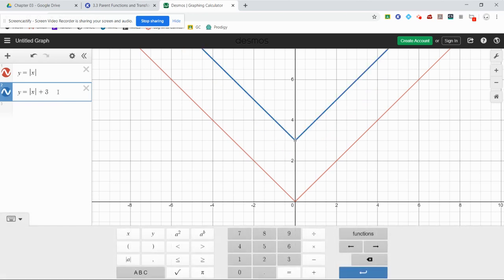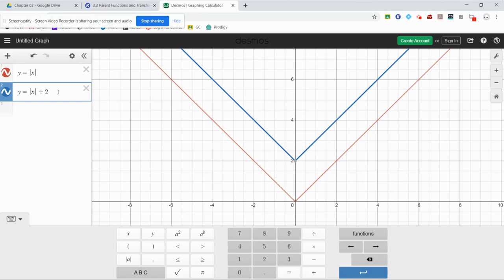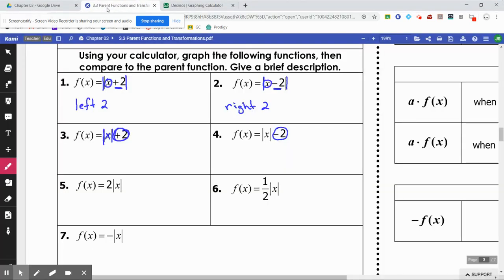And you can see the exact same thing happening when I add 4, when I add 5, when I add 6. It's moving it up by that amount. So going back, whenever I take the absolute value of x and I add 2, that's going to move your function up 2 units. And we kind of have an idea of what's going to happen when I subtract 2. And let's see if our idea is right.